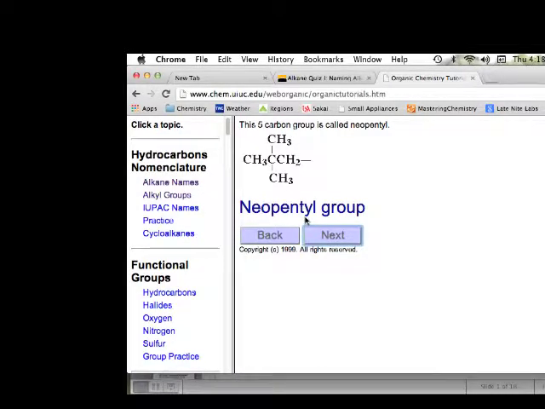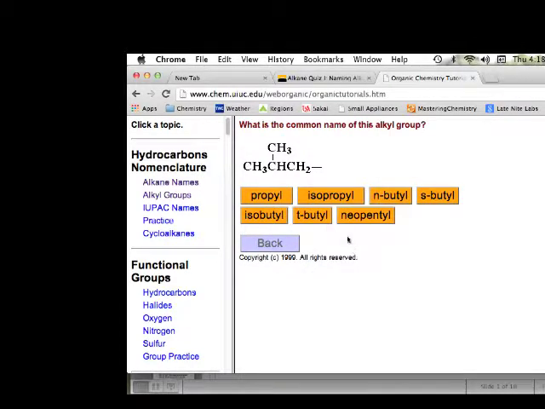Neopentyl. It's a primary carbon attachment. Just another group; you need to make a list of these because they come up not really often. The isopropyl comes up a lot, so definitely write that one down, but here are some others.